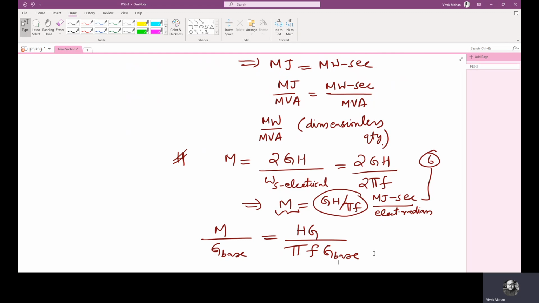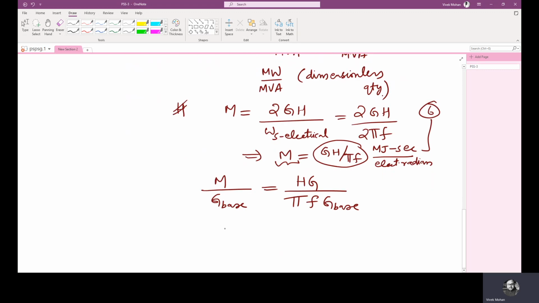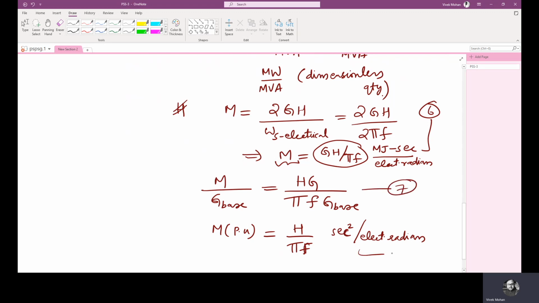Now we get M per unit. What is M per unit? It is H by pi f, right? M per unit is equal to H by pi f, and the unit is second squared divided by electrical radian. This can be represented as equation 7 or 8. Maybe this can be 7 and this can be 8.